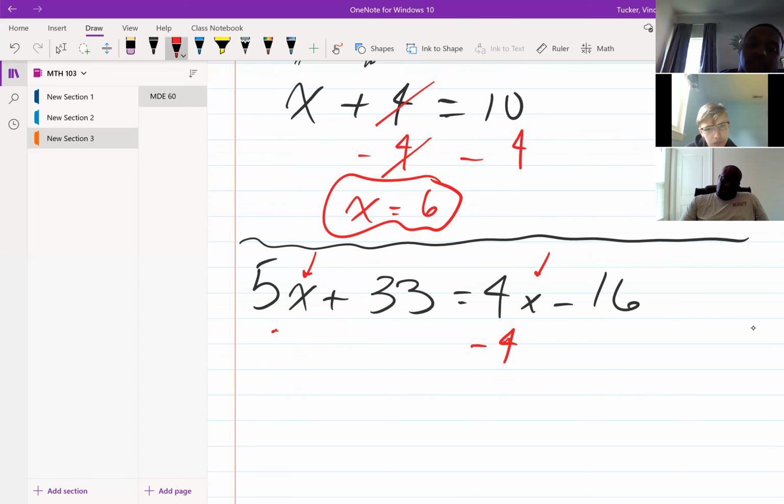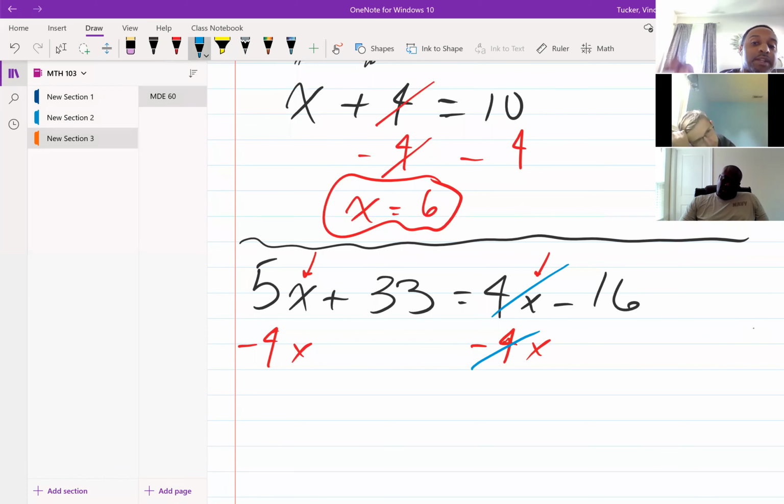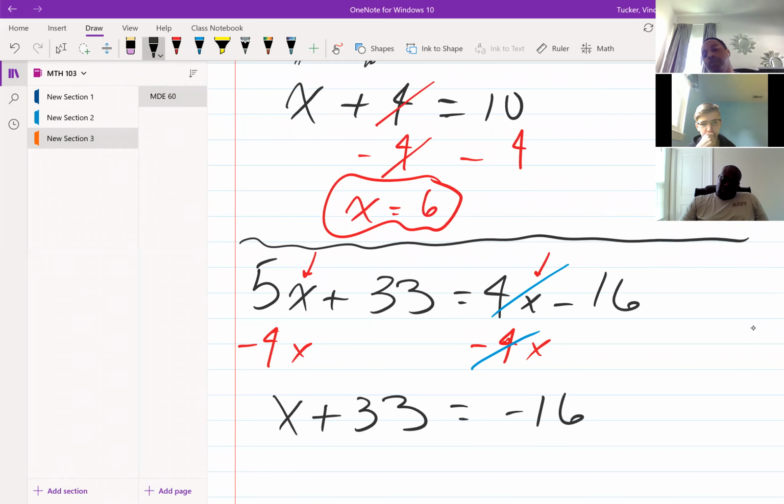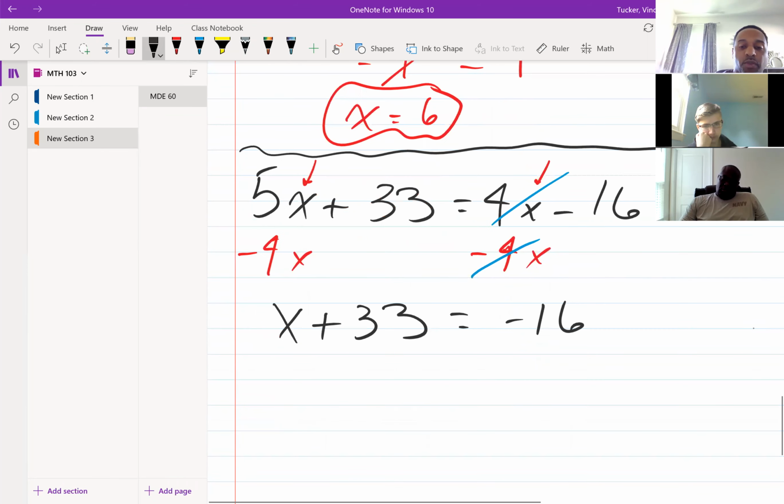So I'm going to go ahead and subtract 4x on both sides. 4x cancels. Once again, if I decided to take the 5x to the right side, I would still get the same answer eventually. My signs will just be different as I go throughout my calculation. 5x minus 4x is 1x plus 33 equal to negative 16. Make sure you don't lose that negative 16. That's a minus 16. That means it has to stay negative throughout your process.